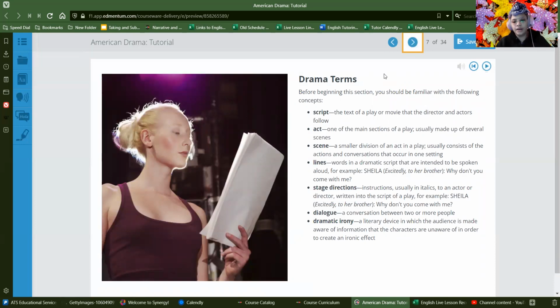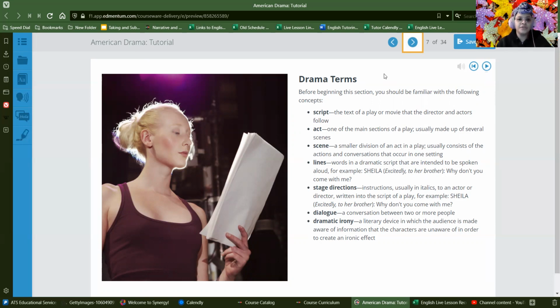Now, moving on, they give you a bunch of drama terms that you're going to need to understand while you're going through this section. I would encourage you to write this down too, so that if you forget what something is, you'll be able to go back to this list. They give you the definition of a script, the text of a play or movie that the director and actors follow. There's an act, that's one of the main sections of a play, which is made up of several scenes.